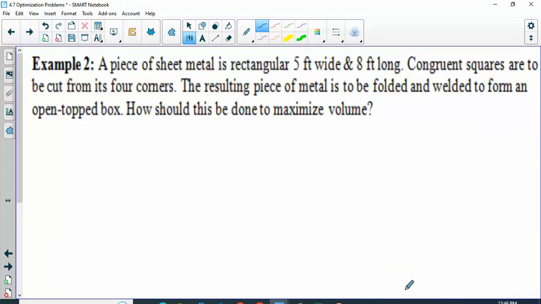Take a look at this one. Read for a second, see if you can draw a picture. So we're starting with a piece of metal, and we have its dimensions. Then what am I doing? Cutting out squares.